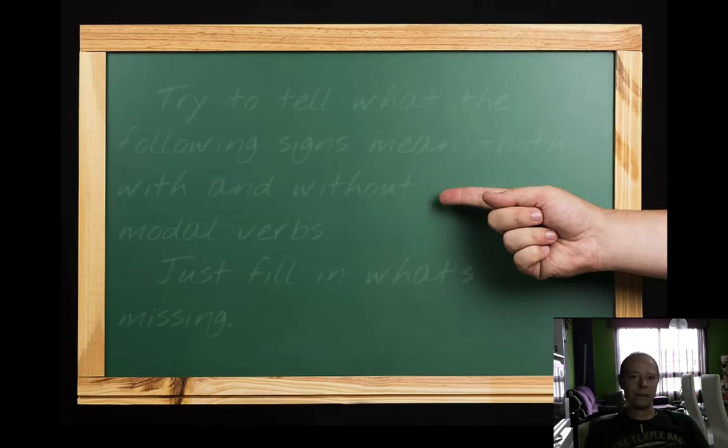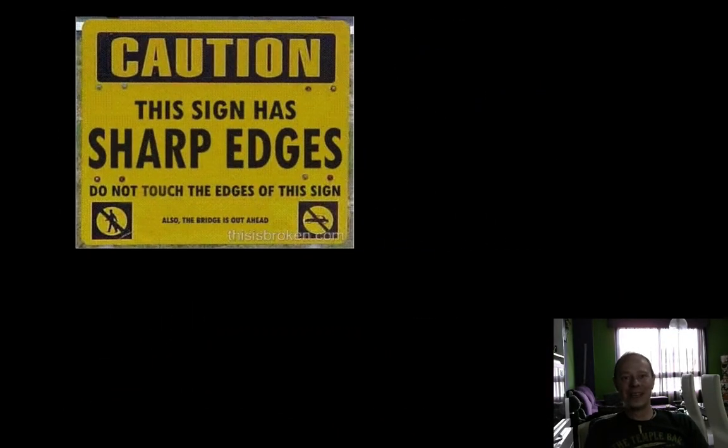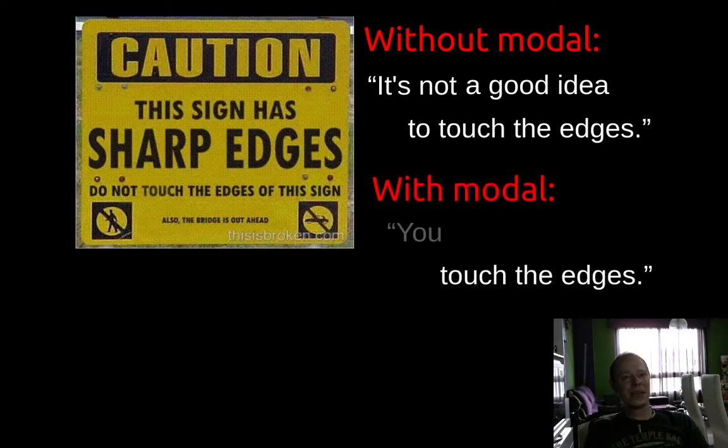To make this a bit clearer, I've brought you a couple warning signs to start with, and I want you to tell me what those signs mean, both with and without modal verbs. Sorry about that. Now, I just want you to fill in what's missing. Let's get started. Caution, this sign has sharp edges. Do not touch the edges of this sign. That's a warning. And the warning basically says it's not a good idea to touch the edges. Very good.